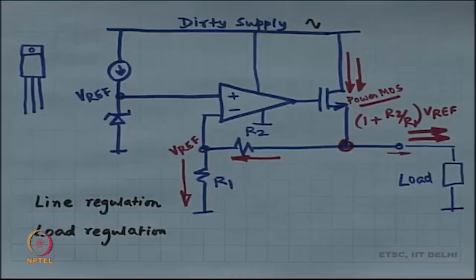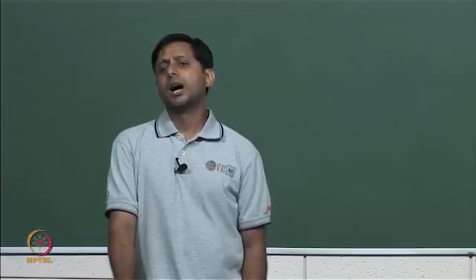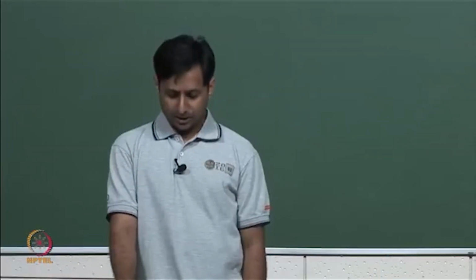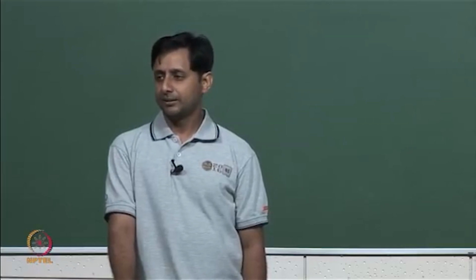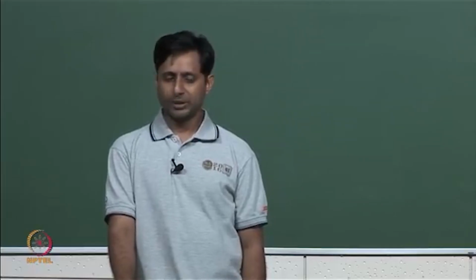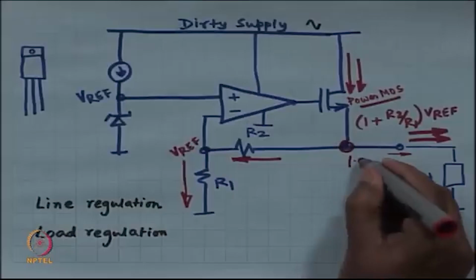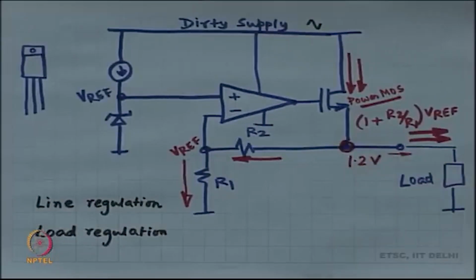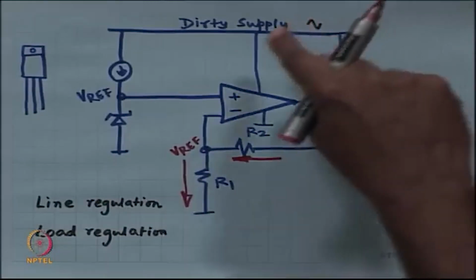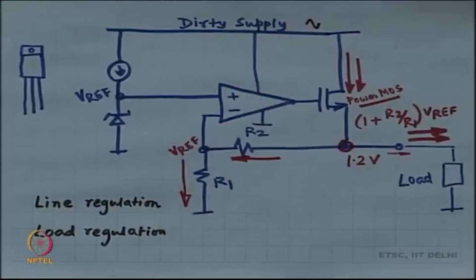All right. Now, let us understand a few things. Suppose I want a clean power supply of 1.2 volt. Suppose I want this to be 1.2 volt. What is the minimum value of the dirty supply that I need?